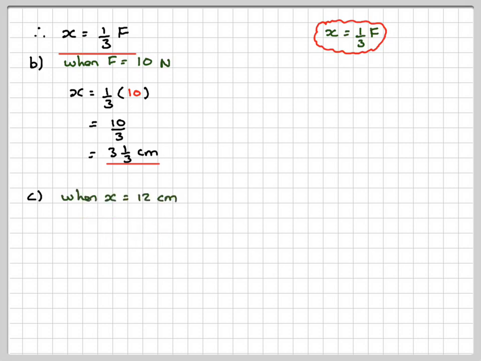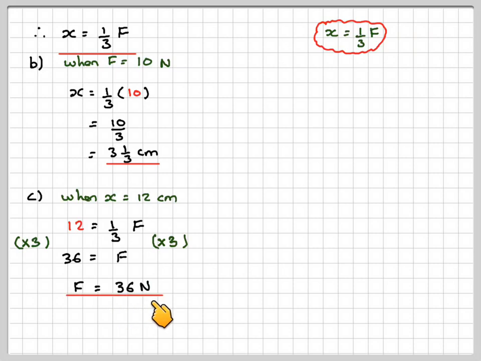When X is equal to 12, we've got to find the force which will give an extension of 12 centimetres. So we've got 12 is equal to 1/3 times F. So this is like F divided by 3. So if we multiply both sides by 3, we're going to get that F is going to be 3 times 12, which is 36. Therefore, F will be equal to 36 newtons.